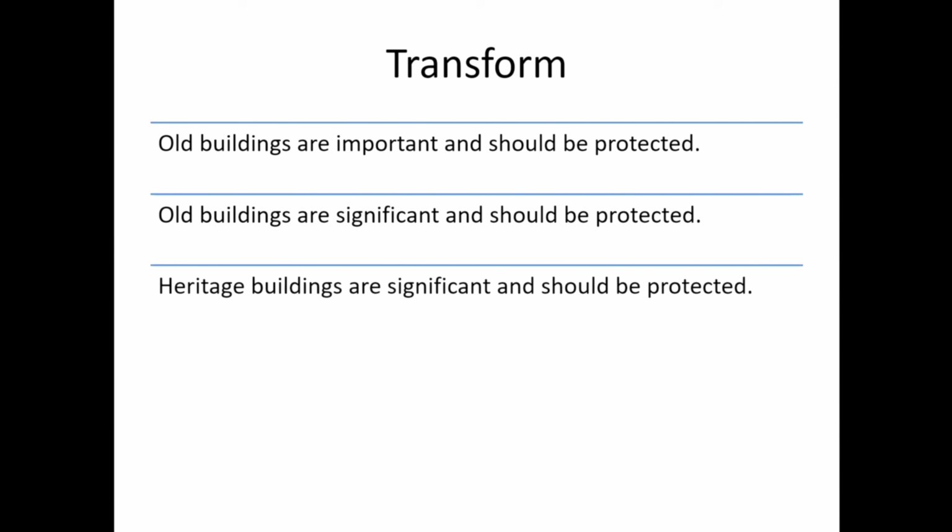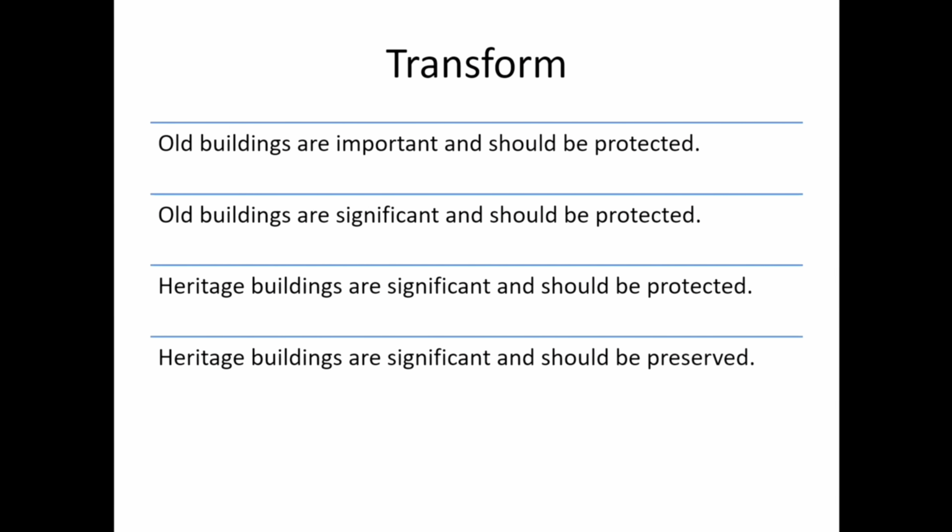Change "old buildings" to "heritage buildings". That sounds a little more specific. It means they're looked after. They're historical buildings looked after. "Heritage buildings are significant and should be protected." So it's starting to sound a bit more formal. "Heritage buildings are significant and should be preserved." So "preserved" is a little more specific on the topic of heritage buildings. And it's a good one because you look after it, you protect it, and you maintain it.